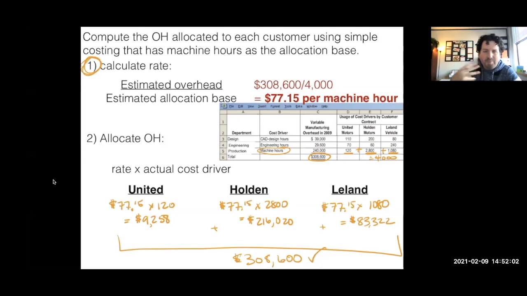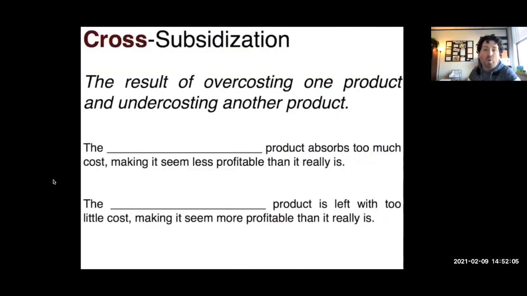All right, let's get some terminology in your notes. I know we've talked about it a couple of times, but I want to make sure it's in your notes. This idea of subsidization, or cross-subsidization, is when one product is subsidizing another. This is when the over-costed product absorbs too much cost, making it seem less profitable than it really is. We've overcosted it. It's when the under-costed product is left with too little cost, making it seem more profitable than it really is. We've seen this a few times, and we're going to see it here in just a second. It's when one product is subsidizing another because of our inefficiency at assigning costs. So to not make this happen is why we need to use activity-based costing. We're more accurate with our costing, more efficient.